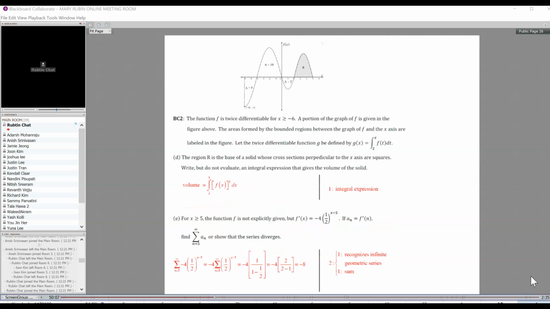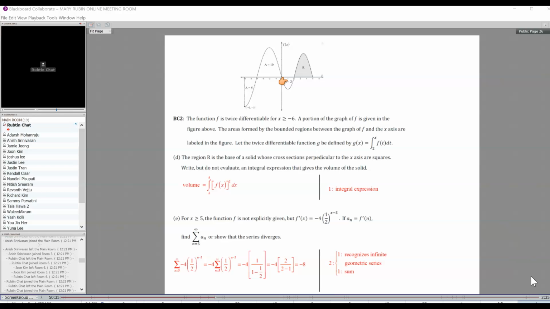This one was pretty tame. So same stuff applies. The region is the base of the solid. Cross sections are squares. Do not evaluate. This was really nice because all you needed to do is say, okay, well the volume is from 2 to 5 of the area of the square, which is sine squared. Done. So that's the area of the square. And you're doing 2 to 5 because that's what region R is.